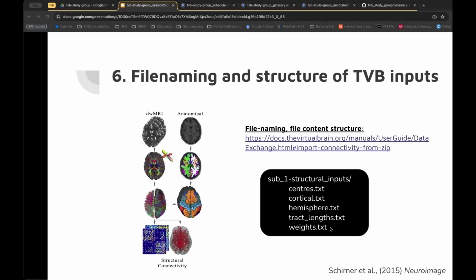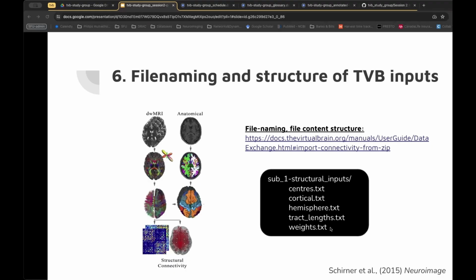There's also on the GitHub a link to TVB data. So TVB provides a sample data set, with a bunch of different parcellations. And you can find these inputs in there as well. I recommend you take the time to open up these files, take a look at the structures, see what they look like. I guess I'll go briefly over the text files that are listed here.